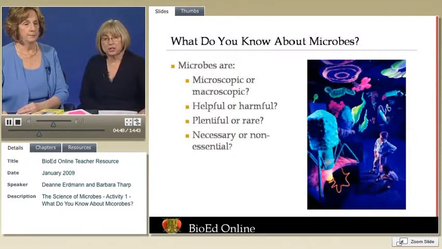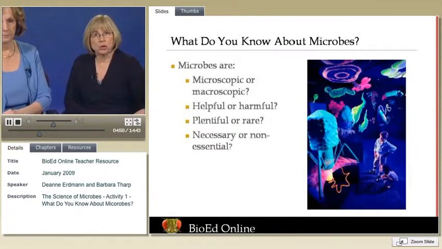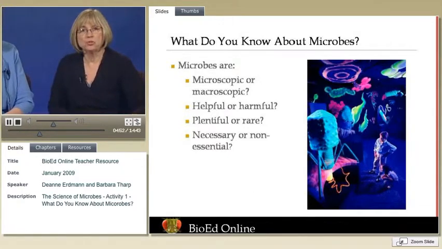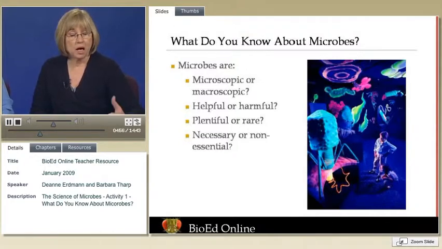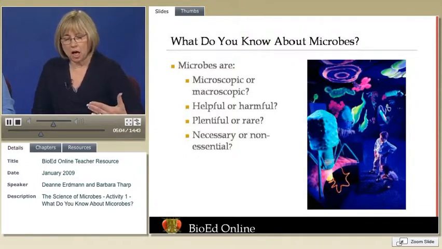Once they've finished it, collect those, and then what you want to do is ask them, what do you know about microbes? And when they're talking about what they know about microbes, let them brainstorm things that they might know. You might want to record any questions they had from the test. It's a good time to find out a lot more about what they know.